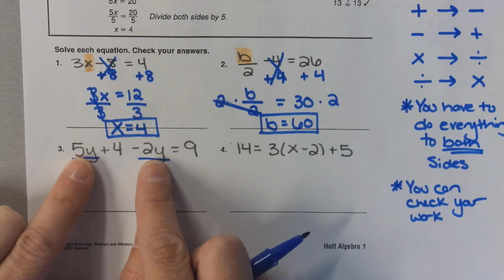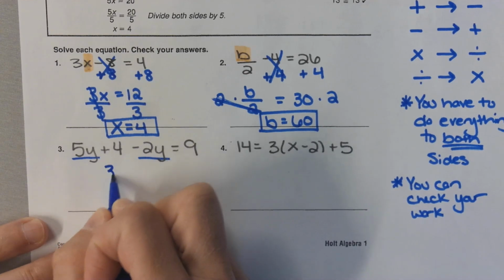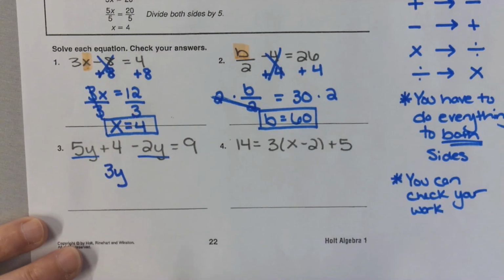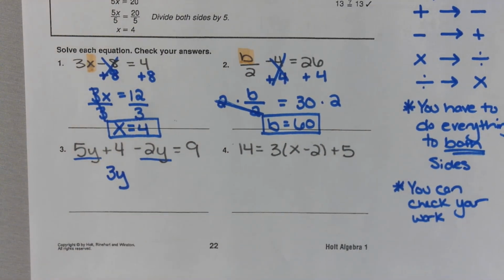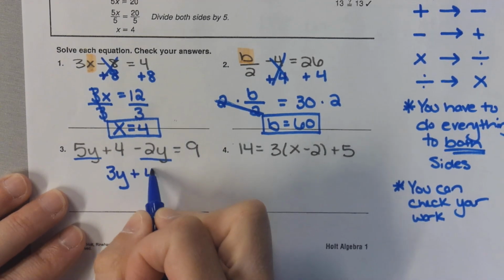If I have 5 y's and somebody comes and takes 2 of them away, I have 3 y's left. So my first step is going to be to combine those like terms, because then the problem looks a little simpler, right?